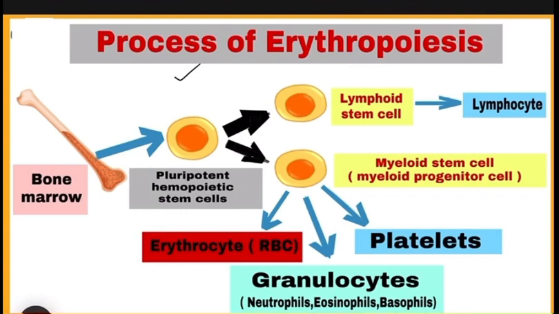Blood cells begin their life in the bone marrow with a single type of cell called pluripotent hemopoietic stem cells, from which all the cells in the circulation are eventually derived. Pluripotent hemopoietic stem cells undergo divisions and give rise to 2 types of cells. Number 1, lymphoid stem cells, which eventually give rise to T lymphocytes and B lymphocytes. And second, myeloid stem cells, which give rise to 3 types of cells: erythrocytes, about which we are going to study in this video, then granulocytes like neutrophils, eosinophils and basophils, and blood platelets.